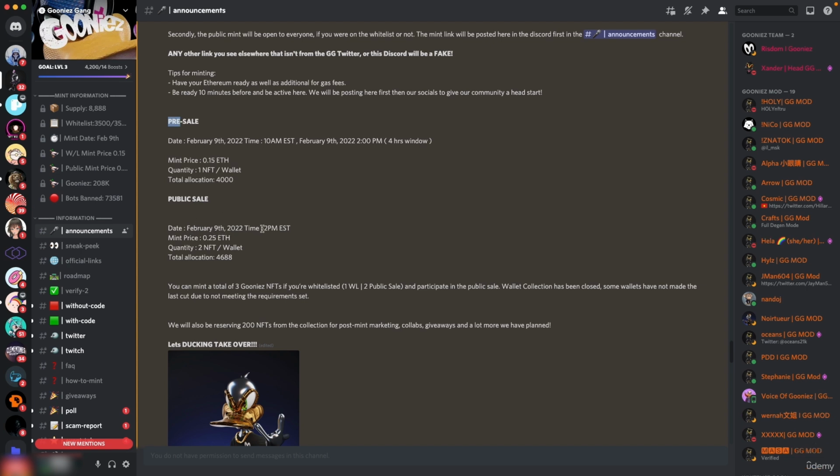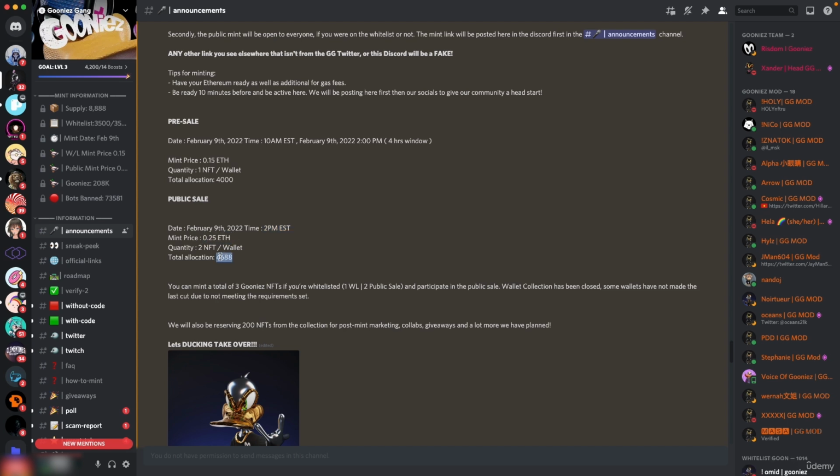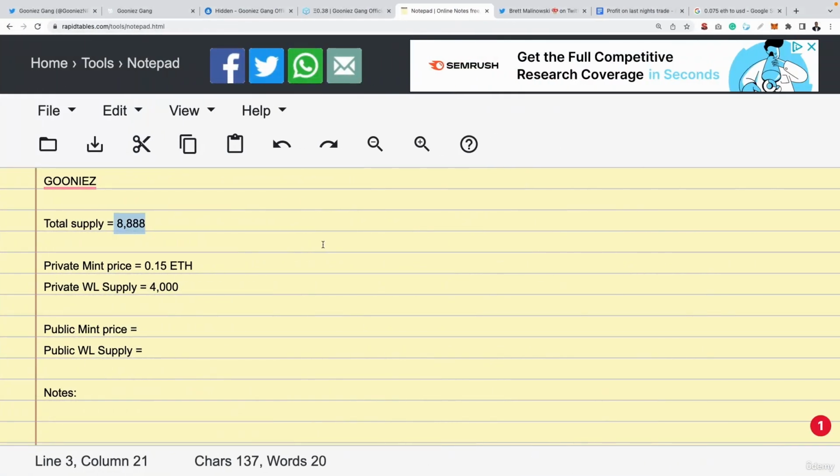Both mean exactly the same thing. This one is at 2 p.m. Eastern, which I believe if you convert that to UK GMT, is about 7 p.m. I can see the mint price, which is 0.25, and a total allocation of 4,688. So let's take that number and copy it over here, as that is a private whitelist supply, and the public mint price is 0.25 ETH.